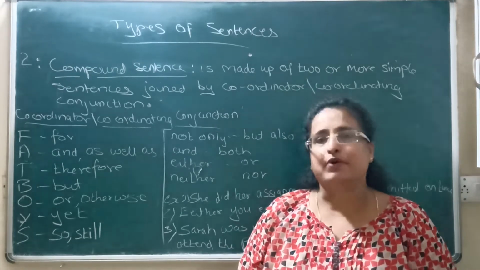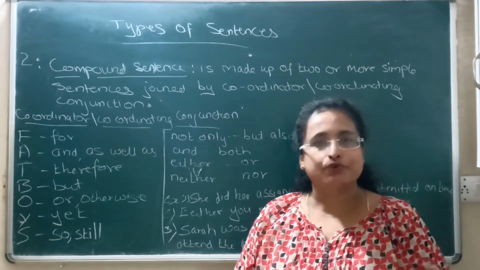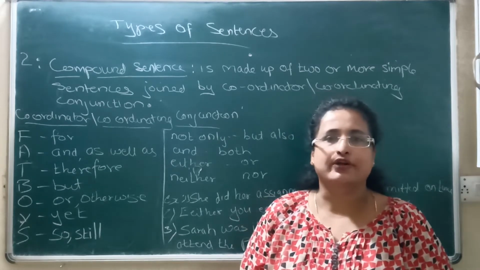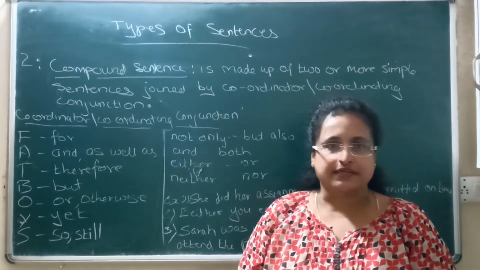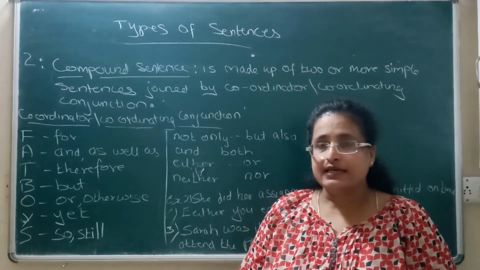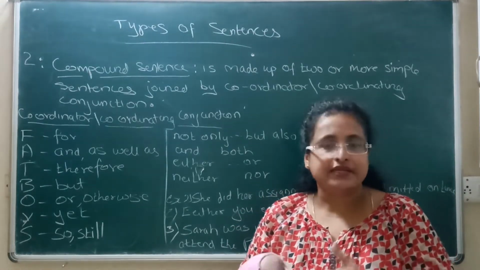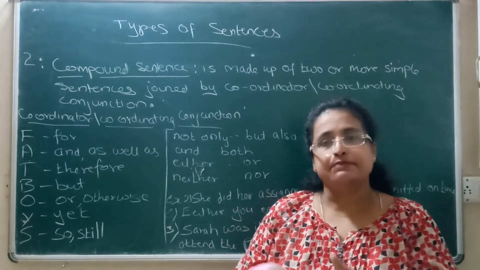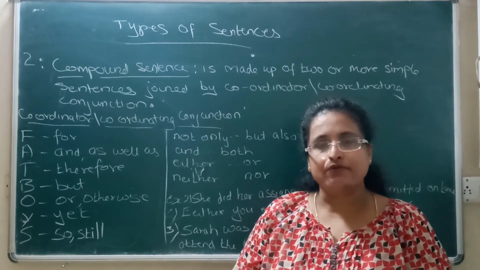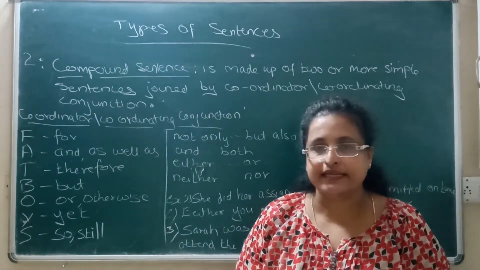That means in a compound sentence, depending upon the number of simple sentences, it will have either two finite verbs or more than two finite verbs, depending upon how many simple sentences are joined by the coordinating conjunction. Alright, and in a compound sentence, we don't call them simple sentences. In a compound sentence, you call them main clauses or principal clauses. That means a compound sentence has two or more principal clauses or main clauses joined by a coordinating conjunction.